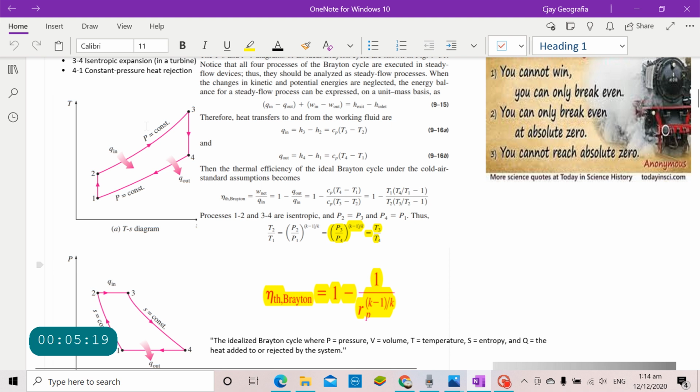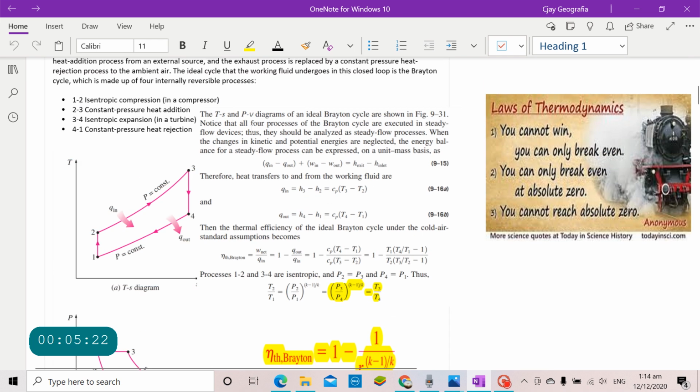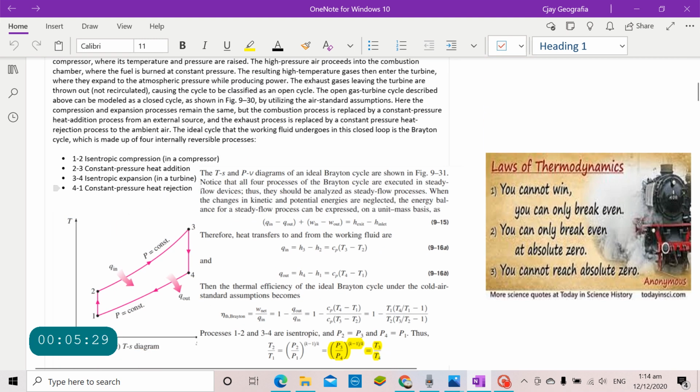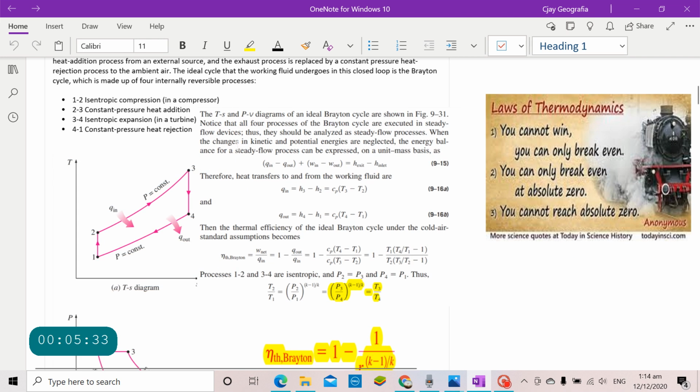The T-s and P-v diagrams of the ideal Brayton cycle are shown in Figure 9.31. Notice that all four processes of the Brayton cycle are executed in steady flow devices, so they should be analyzed as steady flow processes. When the changes in kinetic and potential energy are neglected, the energy balance for a steady flow process can be expressed on a unit mass basis as follows. This is our basis for the unit mass.